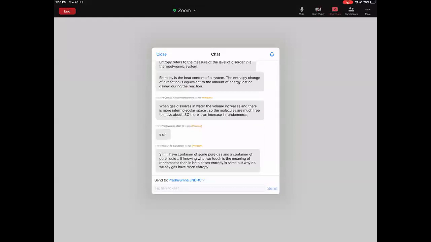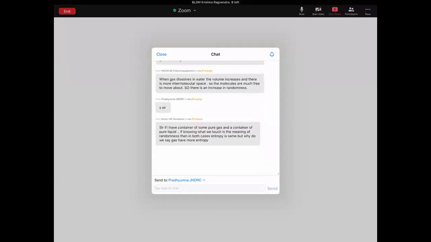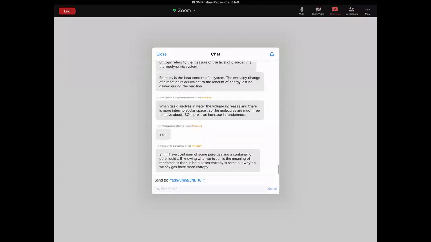Randomness refers to the surety with which you can say what you are saying. If I have pure solvent, I can tell you with surety that I am touching water. Now if I have a solution, I can't tell you with surety which one I am touching. So the randomness here is more than the randomness there. Gases are going into the intermolecular spaces, so we won't know much about the change in volume and all those things. Am I clear?